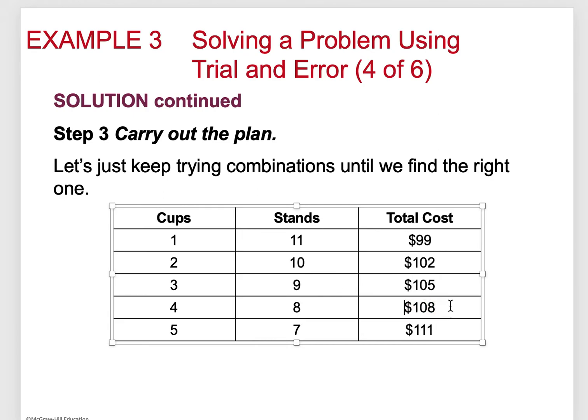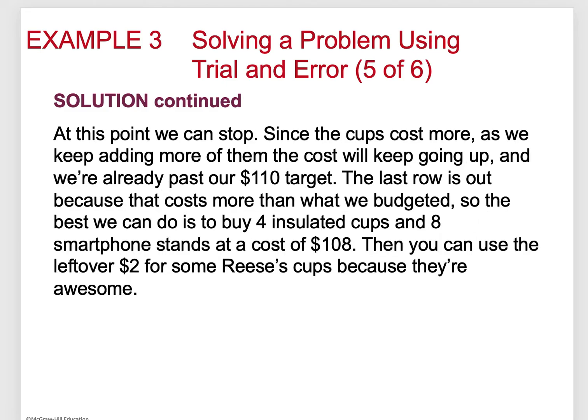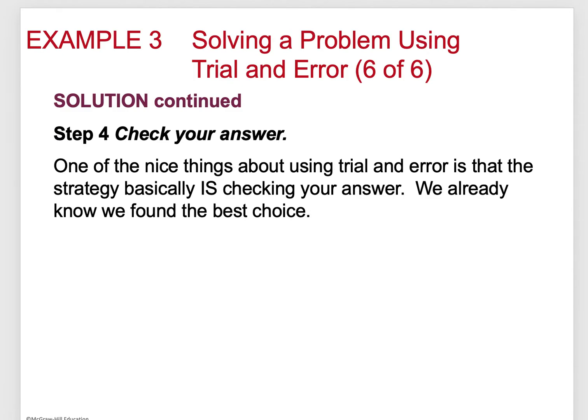So this row is the answer because you can go up to 110. You want to get as close as you can get to that 110 figure. So here we now have $2 extra. Then I'm going to check your answer. Well, the nice thing about trial and error is we actually do the answer checking while we're doing trial and error.